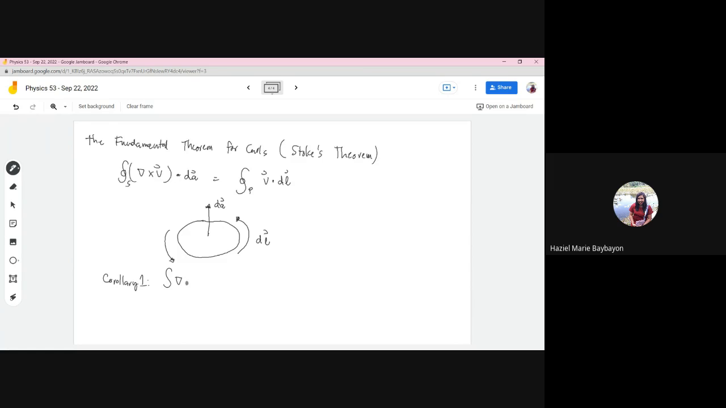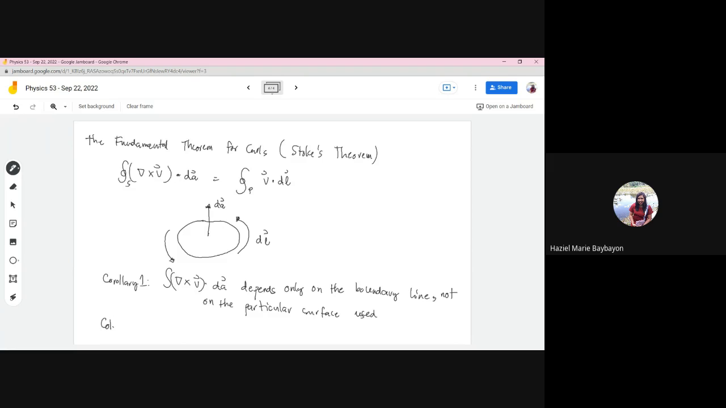Okay, so the integral of the curl of V dot dA depends only on the boundary line. So it depends only on the boundary line, not on the particular surface used. Okay? And not on the particular surface used. So it does not matter what the surface is.